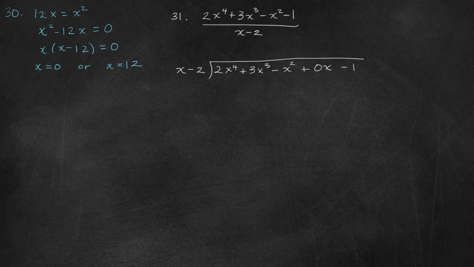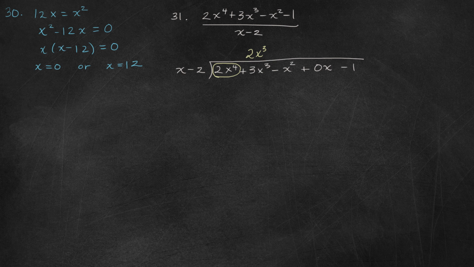So to start, we want to know what would we multiply x by to get a perfect match here with 2x to the power 4. Well, I would have to multiply x by 2x cubed. And the place value for x cubed is here. So I'm going to write my 2x cubed in the proper place value area. Now, the algorithm is we take this 2x cubed and we multiply it by our divisor, the x minus 2. So I have to distribute the 2x cubed to the x minus 2. And I'm going to write that down here.